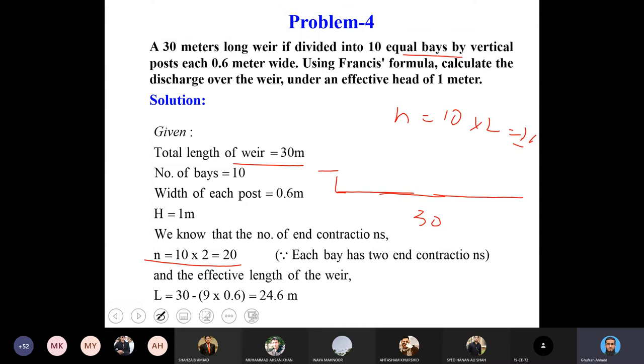Say this is the weir, one post, two posts, three posts, 4, 5, 6, 7, 8. Say this is 9 and this is the weir. Okay. So we have 9 posts and 10 bays. So 1, 2, 3, 4, 5, 6, 7, 8, 9, 10. So dots representing bays. And each post is having a width of 0.6. So what is the width of this obstacle or hurdle?